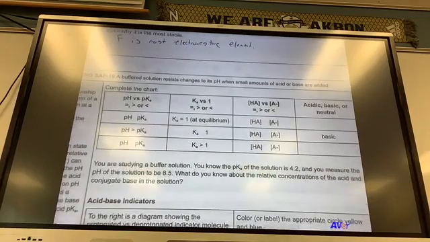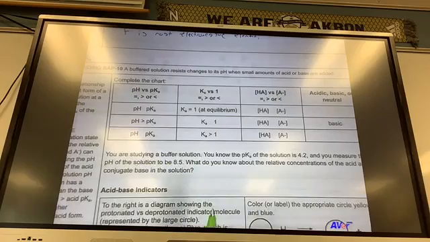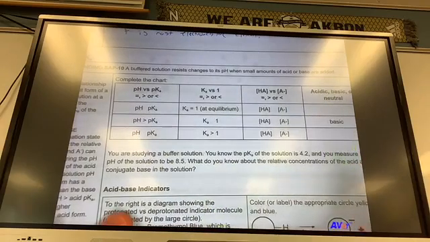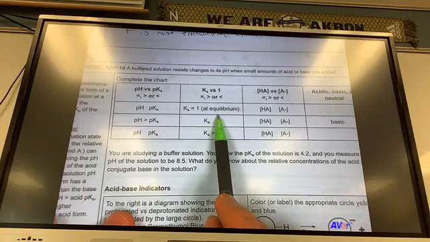So complete the chart. pH versus pKa. So on this chart, we have Ka equals 1 at equilibrium. What if I just made up a word, equilibrium?